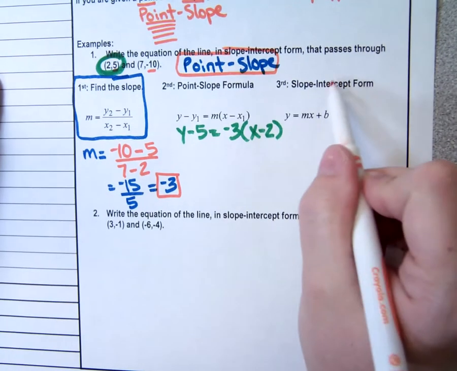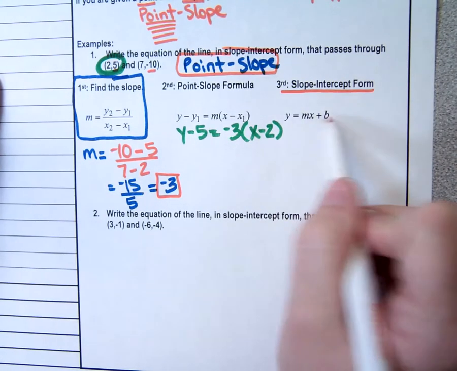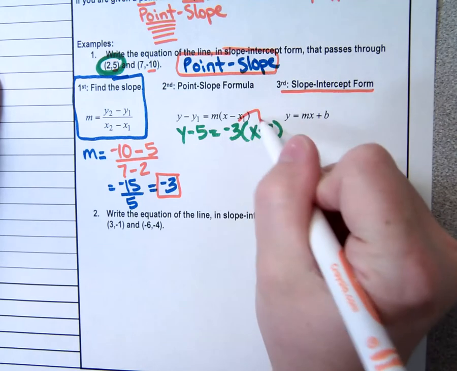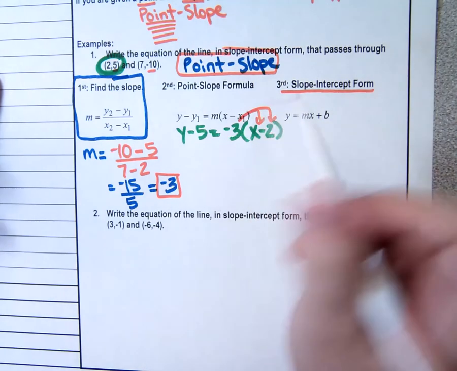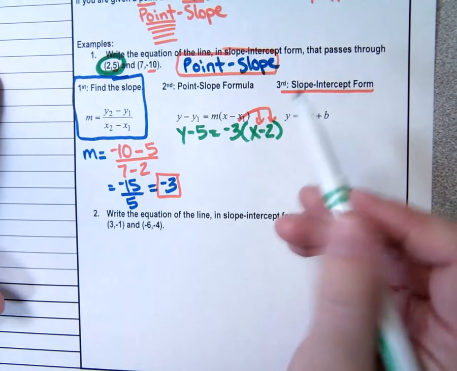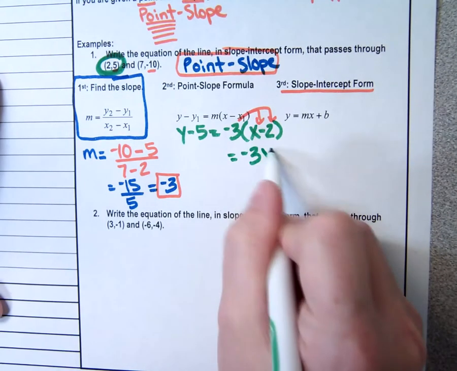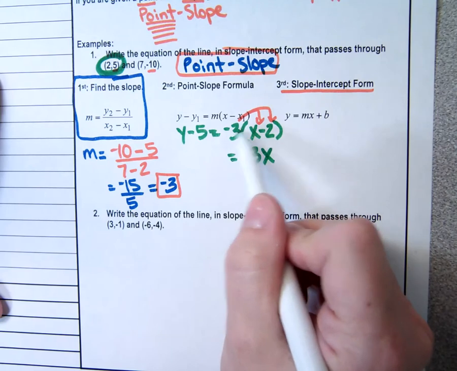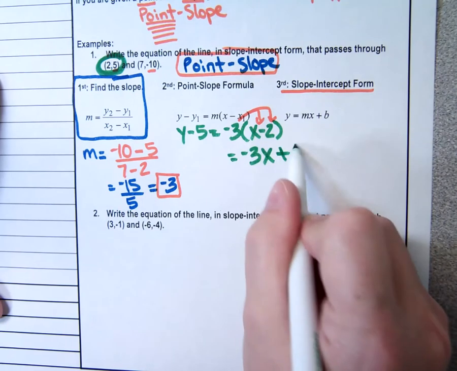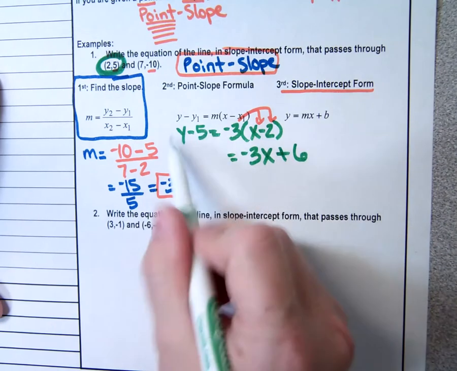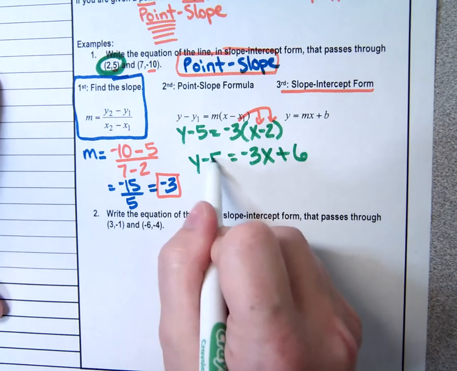I'm now going to convert it to slope-intercept form, which is y equals mx plus b. So this is where we distribute to make the parentheses go away. So how much is negative 3 times x? Negative 3x. How much is negative 3 times negative 2? Positive 6. I bring down the y minus 5.